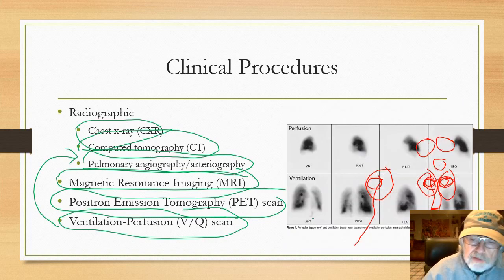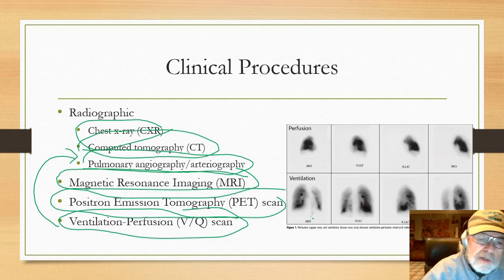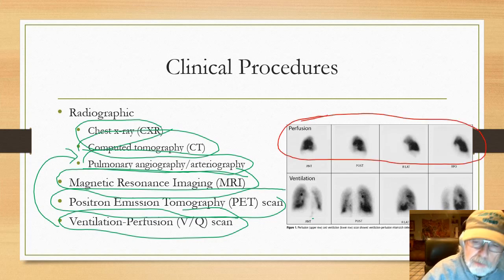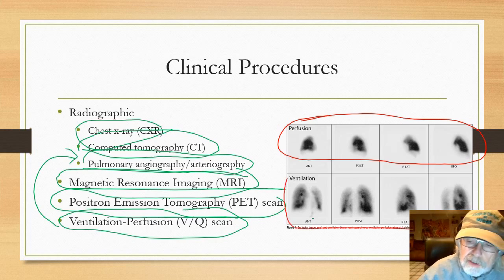And then we have, this is called a VQ scan, or that ventilation perfusion scan, okay? And with this ventilation perfusion scan, here's the perfusion. If you look at the top, up at the top, okay? They're looking at, this is reflective of the blood flow, okay? The blood flow is going there. This is the ventilation, okay?